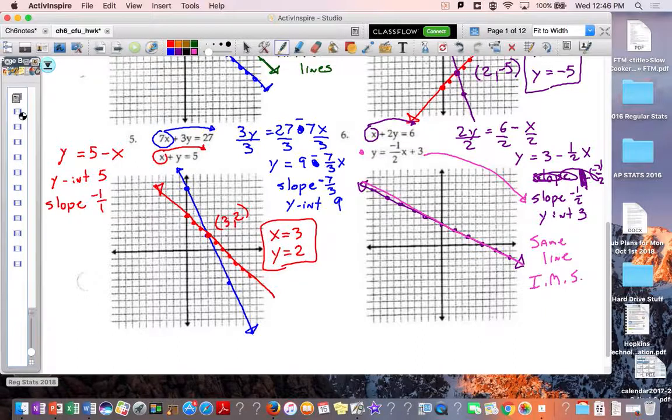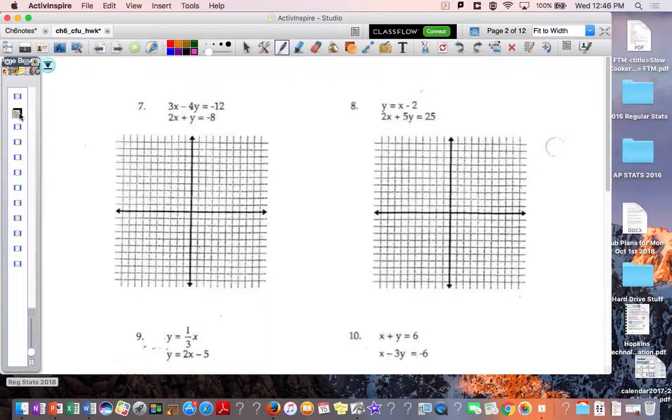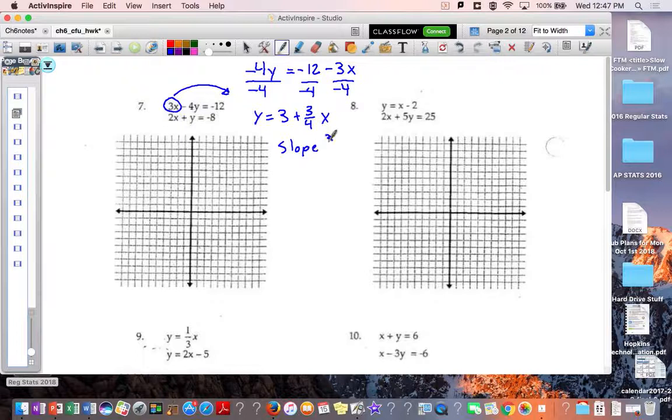All right, if I flip to the next page, okay, we have a few more, but we got a little more algebra to do. Same process though, okay? So on this one, I got to move the 3x to the other side. So I'm going to move it up here so it gives me a little more room. So I have negative 4y equals negative 12 minus 3x. Then I got to divide everything by negative 4. So y equals 3 plus 3/4 x. So my slope is 3 over 4. My y-intercept is 3.